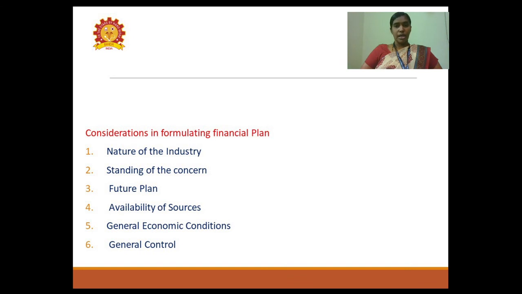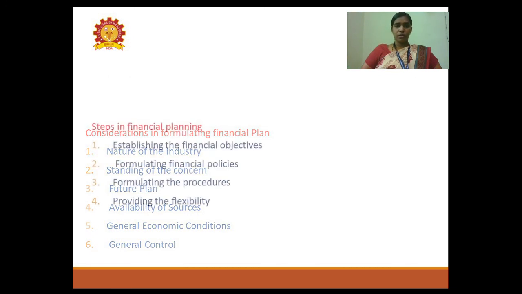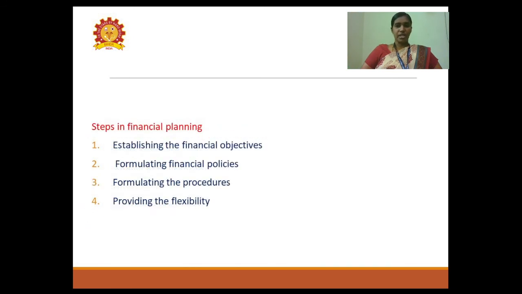So first we need to understand what is the nature of our industry, how much standing we have there, what is our future plan, what are all the available sources of funds, and we have to think about general economic conditions and general control. Steps in financial planning: establishing the financial objectives, formulating financial policies, formulating the procedures, providing the flexibility.